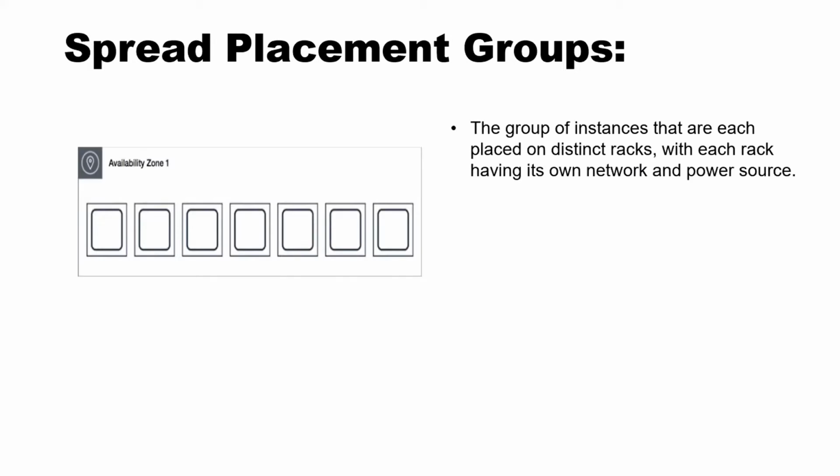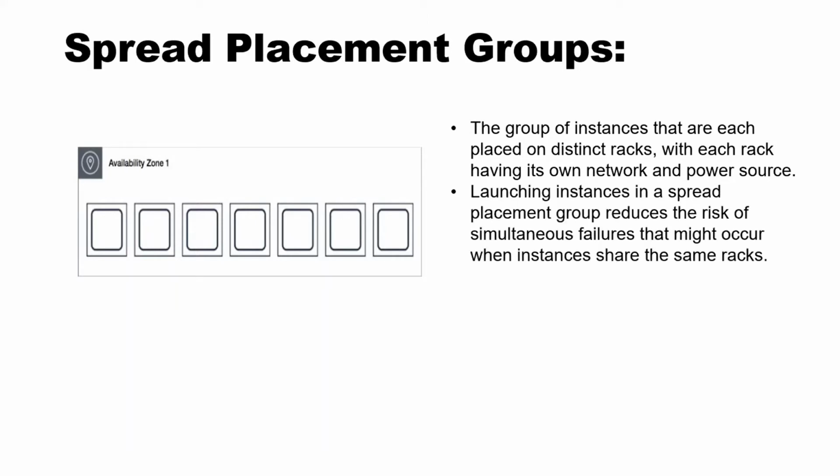Next we can see the spread placement group. It is a group of instances that are each placed on a distinct rack, with each rack having its own network and power source. Launching instances in a spread placement group reduces the risk of simultaneous failure that might occur when instances share the same rack. So if any one instance fails, it will be less critical. It won't impact the others because the instances are separated across racks.